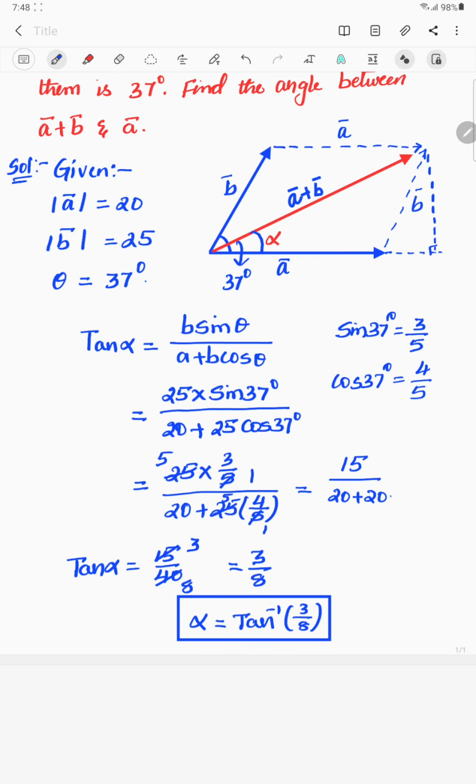So we have taken the application of the parallelogram law of vector addition to solve this problem.